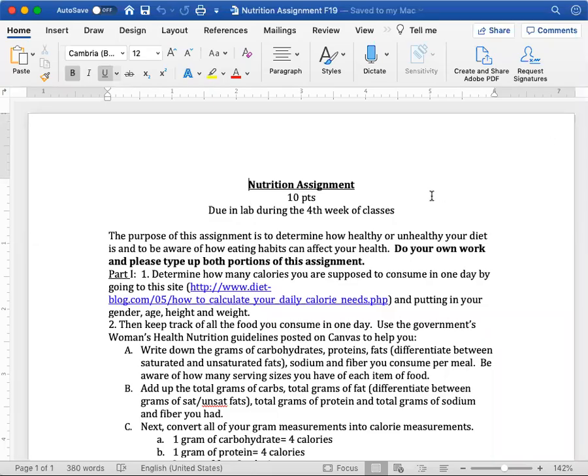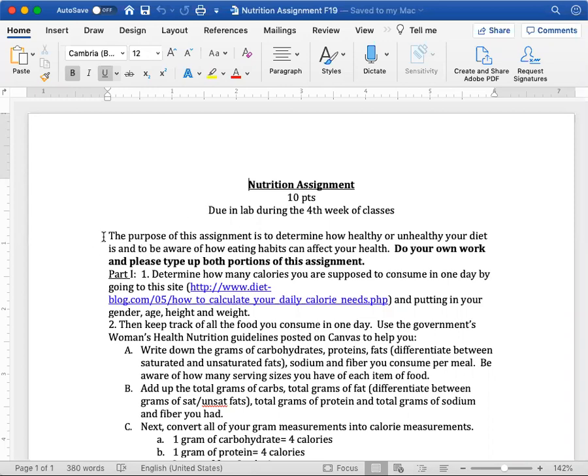Okay, so I want to take a second to talk about the nutrition assignment. It's worth 10 points. It's going to be due in lab, usually in the typical semesters, the fourth week of classes. During the summer, it's, I think, in a couple of days, well, probably 3 days, probably next week. So if you want to know when it's due, look at the syllabus and I'll tell you when it's due.